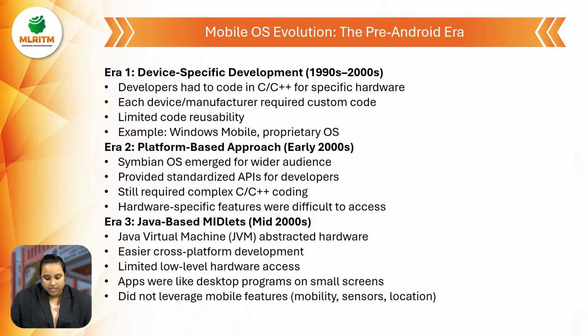Era 3 came with Java based MIDlets in the mid 2000s. We had a Java virtual machine that abstracted hardware, which made cross platform development easier, but it had limited low level hardware access. The apps were developed like desktop programs on small screens, and did not leverage mobile features like touch, mobility, and location.